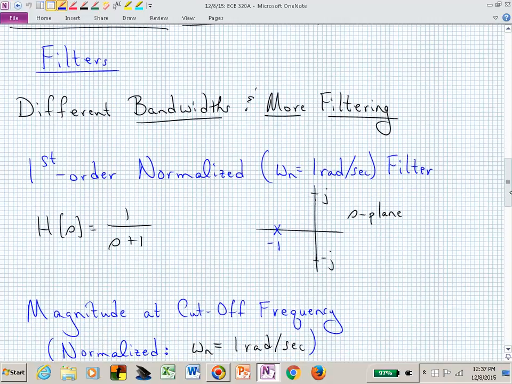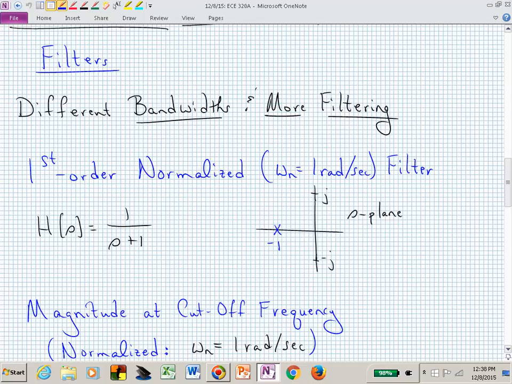Filters. Let me scroll through some material that you already should know. Now we're talking about how we change the bandwidth and what happens when we increase the filter order. Can we just stack a bunch of these similar looking filters together and achieve the result that we want? And the answer is no. We have to be a little bit more careful with how we select those poles, and that's where Butterworth comes in. Butterworth pole locations are very important, and we'll try to justify that.